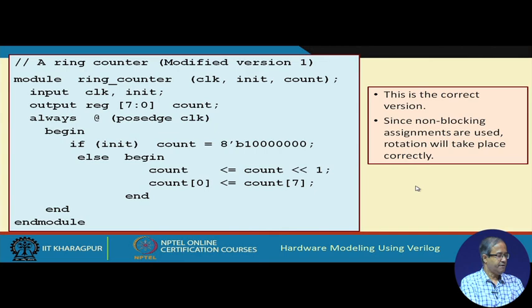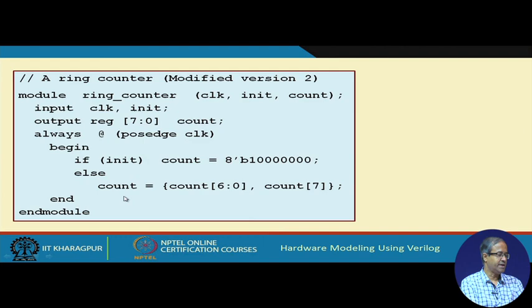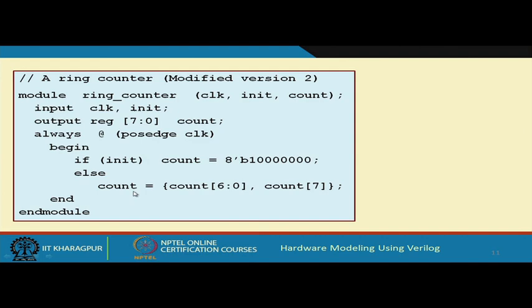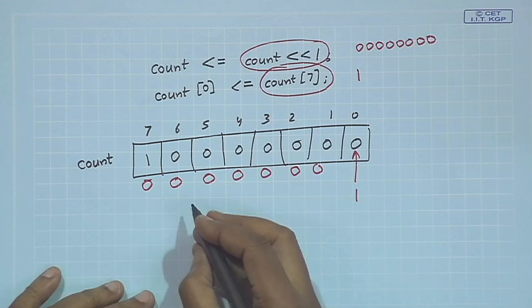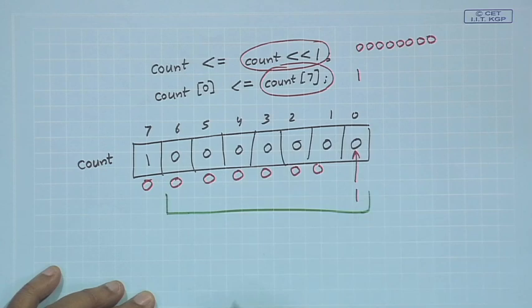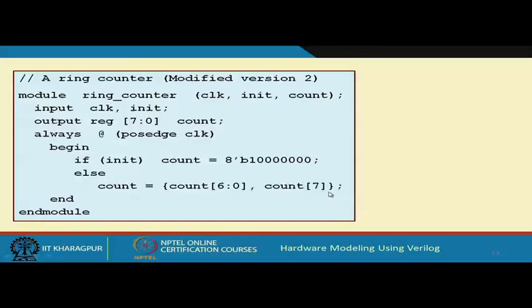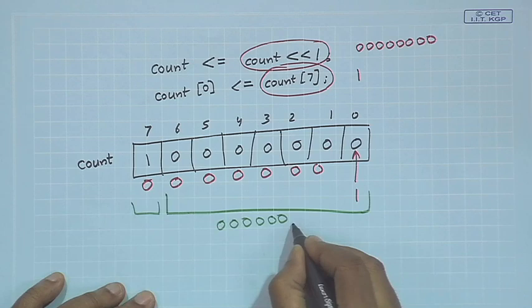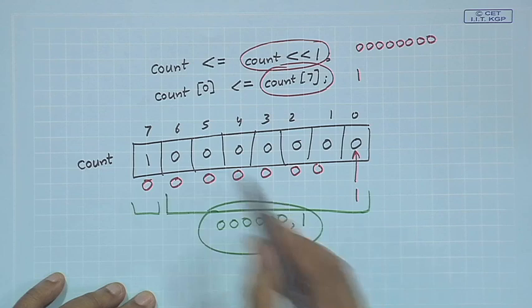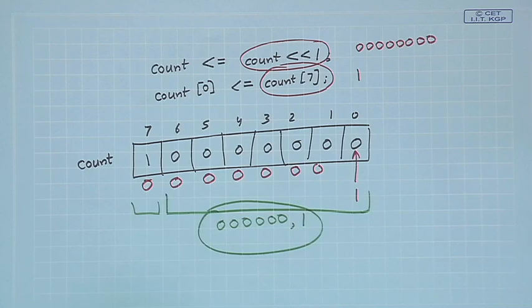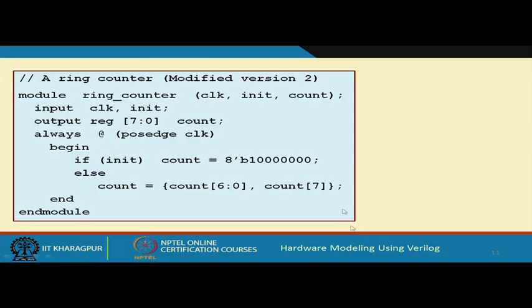In fact, even without using non-blocking, we can have a correct version like this. Suppose I write my blocking assignment like this. I write count equal to count 6 to 0 and count 7 concatenated. What does this mean? Count 6 to 0 means, you see this part, bit number 6 to bit number 0. You take this first, these are all zeros, 6 zeros, concatenate with count 7. Count 7 is this, it is 1. You concatenate this with 1, take this whole thing together. So, 1 has already come here. You assign this to count, 0 0 0 0 0 0 1, which is what it should be. Rotate right, rotate left, in fact, okay, fine. So, this will also work correctly.